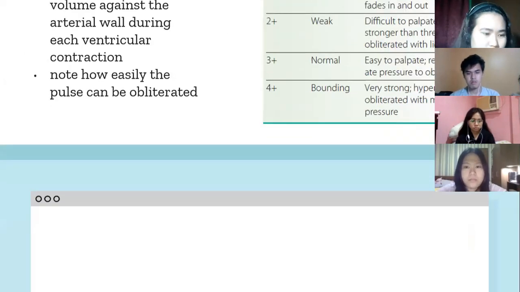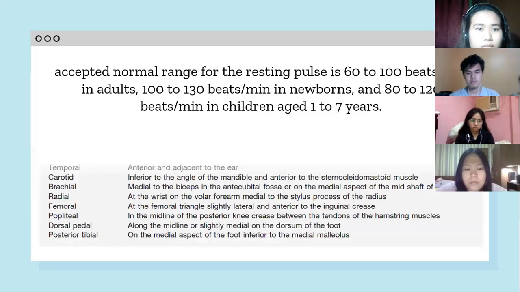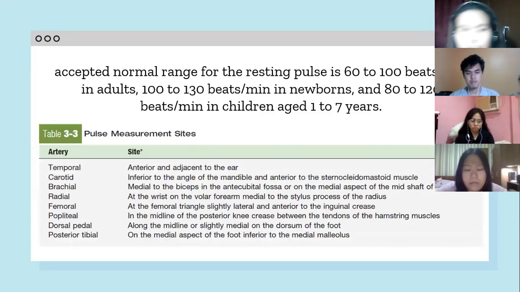So next, as Ms. Althea said a while ago, the accepted normal range is 60 to 100. However, in children the heartbeat is faster: 100 to 130 beats per minute in newborns. And in children, it is still high, however lower than the infant, which is 80 to 120 beats per minute. You can see there the different pulse measurement sites.